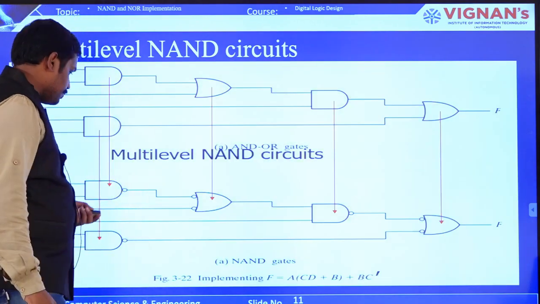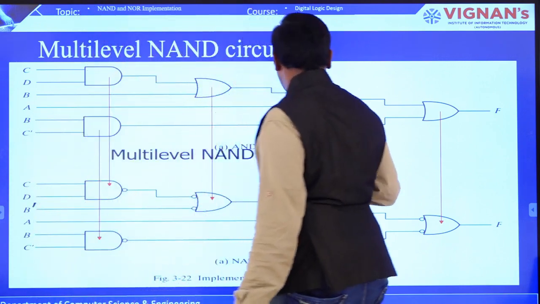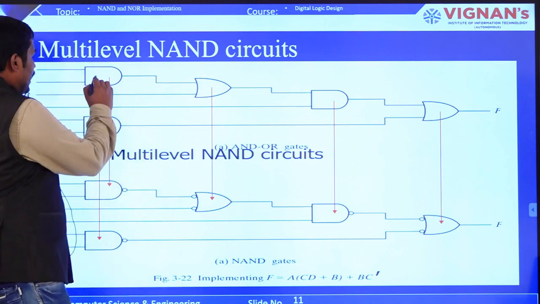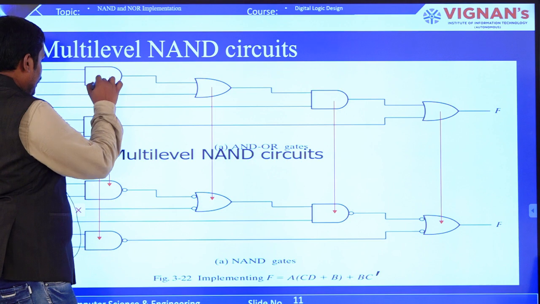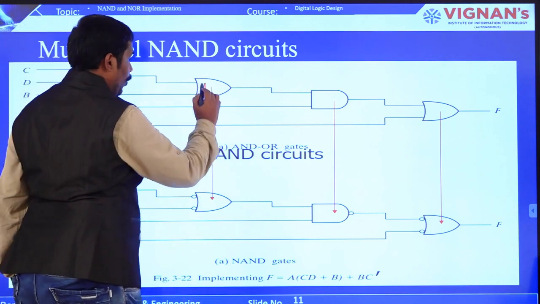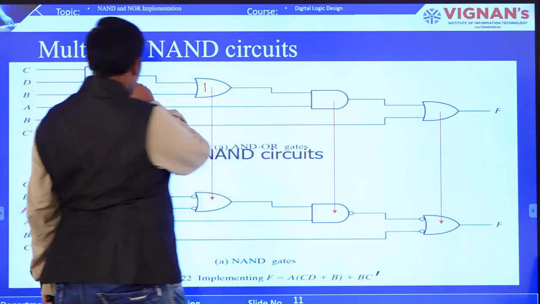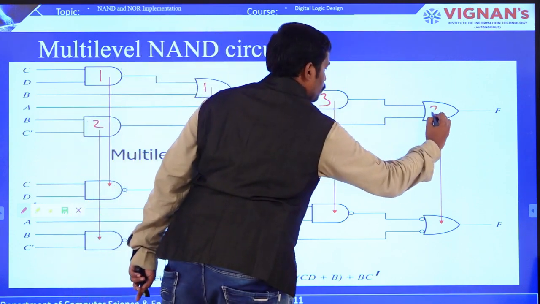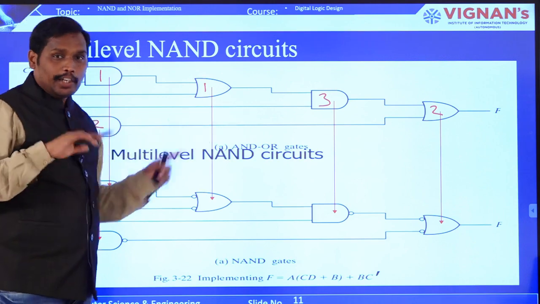So now you can see here, this is a multi-level expression. Here you can see AND gate, here AND gate, here AND gate, here AND gate. In level 1 you have 2 AND gates. In level 2 you have 1 OR gate. Are you getting it? And in level 3 you again have an AND gate. So in the entire expression you can see there are 3 AND gates and 2 OR gates.